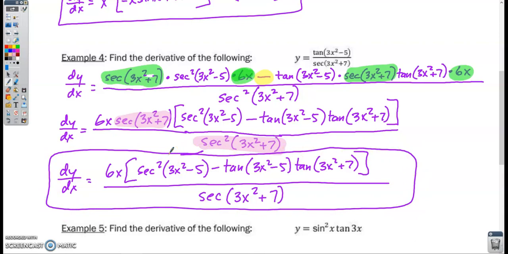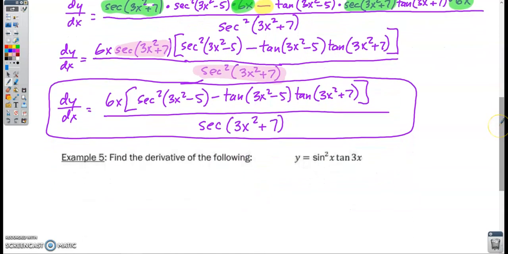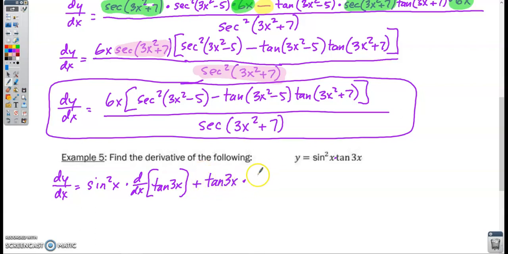All right, one more. Here we go. Find the derivative of y equals sine squared of x times the tangent of 3x. Again, I go through that evaluation mindset. If I were trying to find the value of this, the last thing that I would do is multiply these two things, which tells me that when I find the derivative, I'm going to start with the product rule. So I've got dy/dx is equal to sine squared of x times the derivative of tangent of 3x plus tangent of 3x times the derivative of sine squared of x.